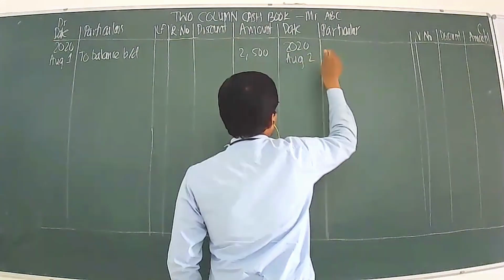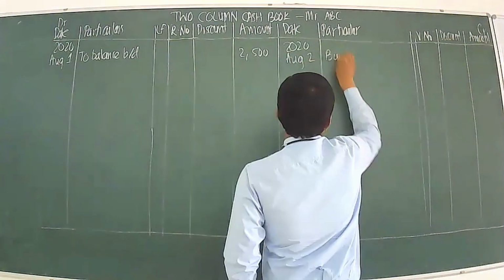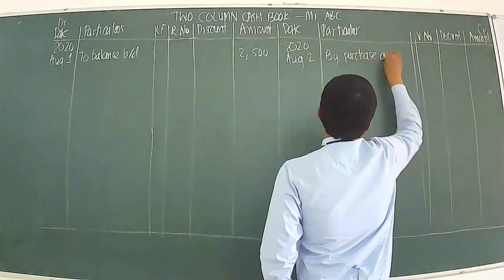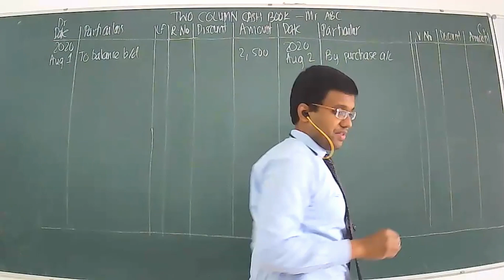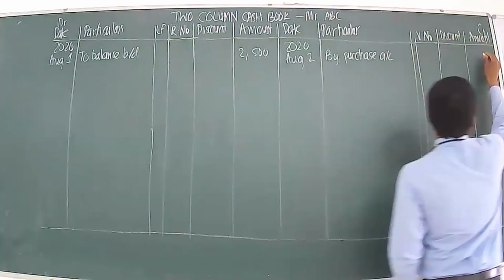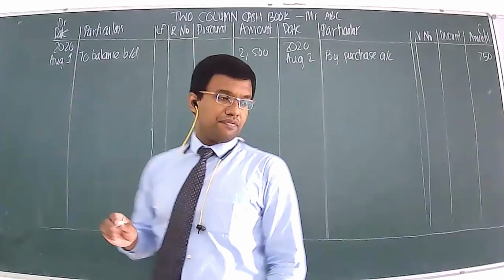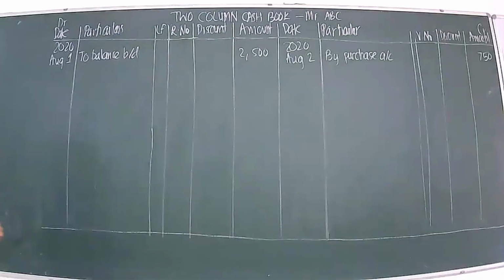So August 2nd, By purchase account, and the amount is 750. Okay, the amount is 750. Okay, so that has been entered. Now let's look at the third transaction, August 3rd.